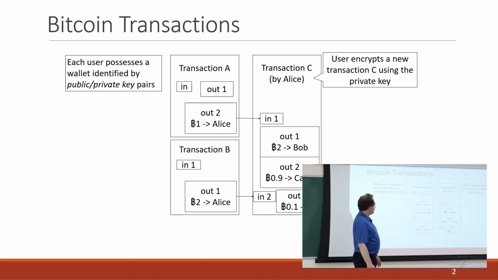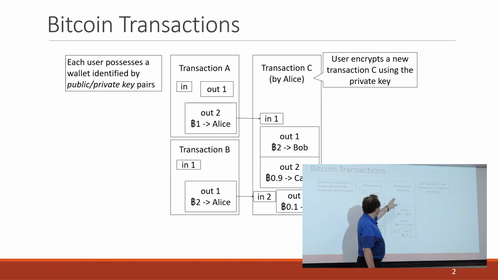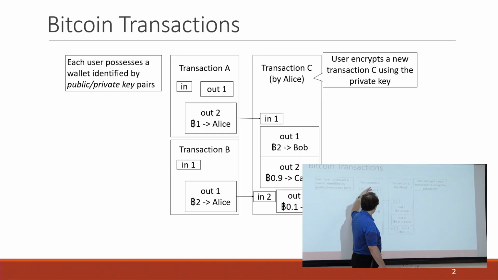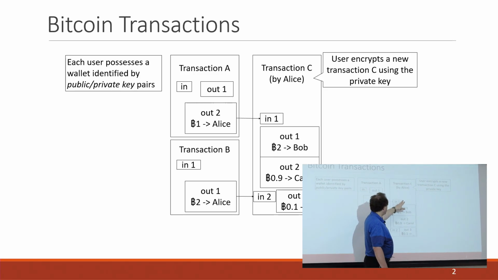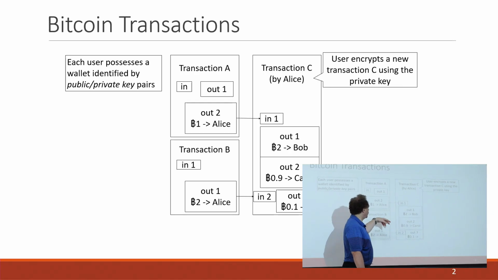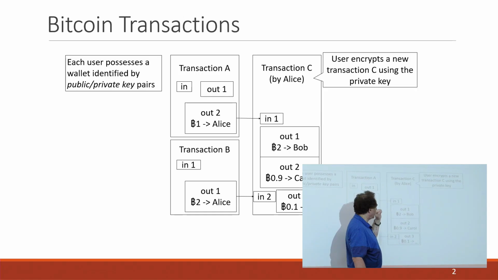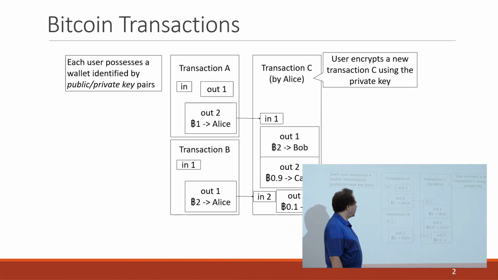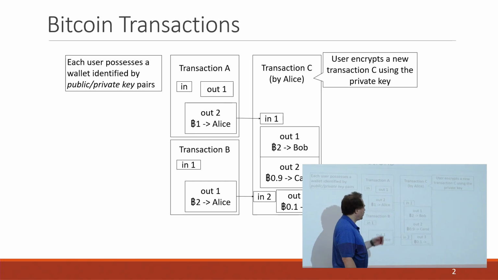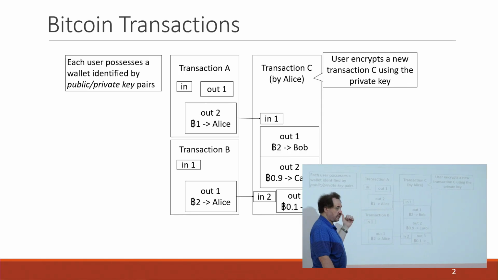Then, suppose there is transaction A which makes a transfer and the output of transaction A is used by transaction C. So transaction C wants to use the previous transfer of transaction A as the input to this transaction. So what does the user of transaction C, the originator of transaction C, do? The user would encrypt transaction C using the private key produced by the wallet.